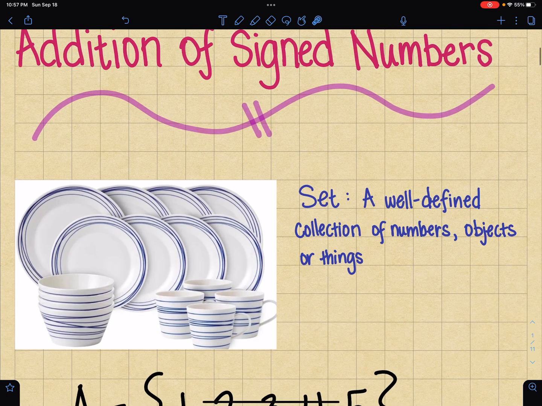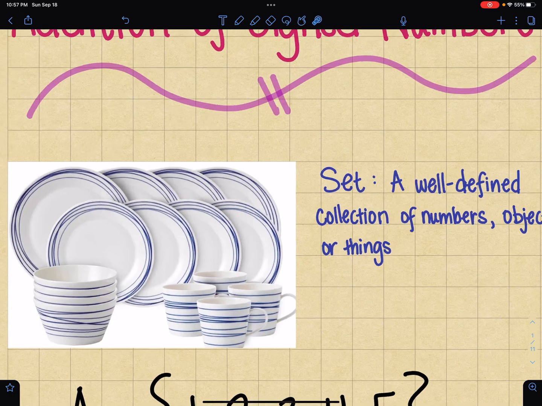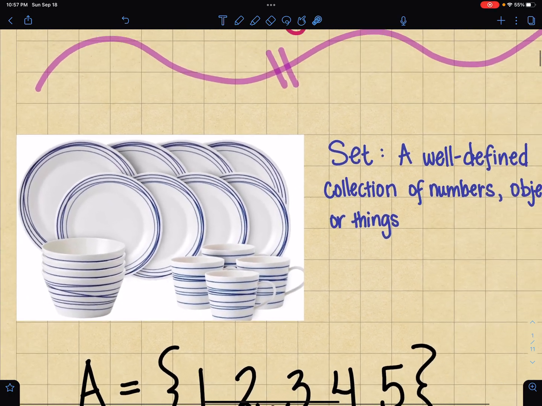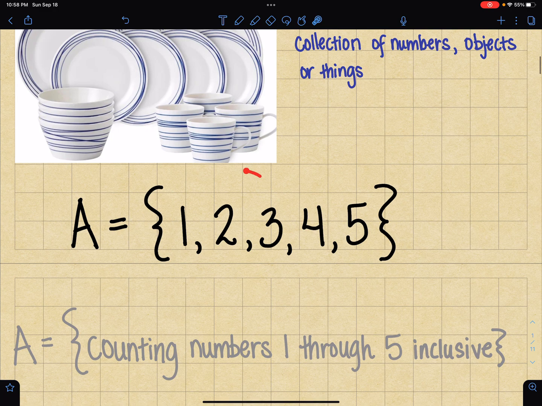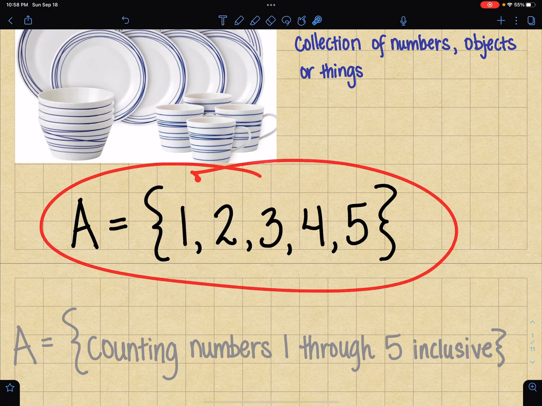First of all, what is a set? Well, here's a set of dishes, and if you define a set, it says a well-defined collection of numbers, objects, or things. So you can see how this would be a set of dishes. And guess what? Just like some people collect sets of dishes, some people collect sets of numbers. Isn't that cool?